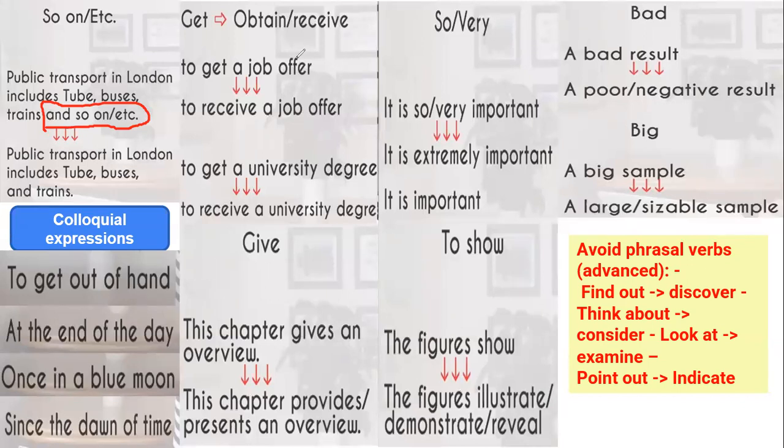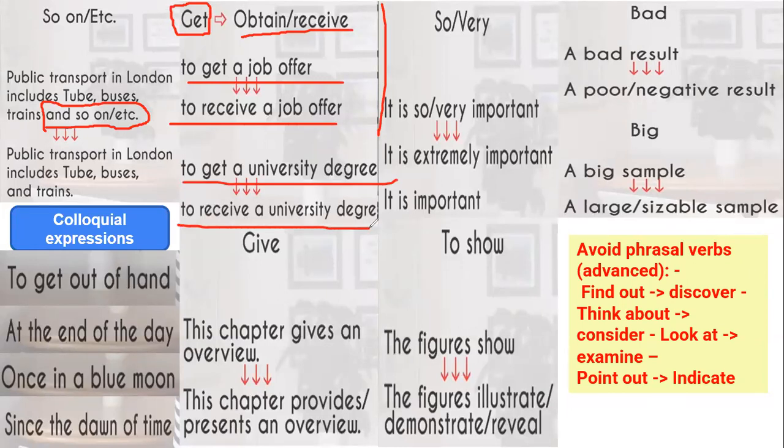Then let's go with "get". You can go with "obtain" or "receive". Not "to get a job offer", but "to receive a job offer". "To get a university degree", "to receive a university degree". "This chapter gives an overview": "This chapter provides" or "presents an overview".